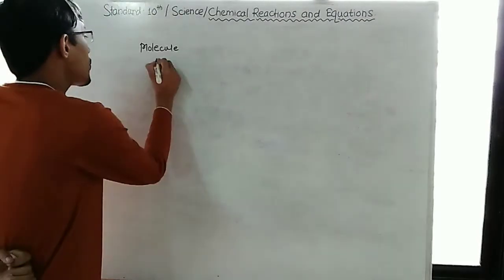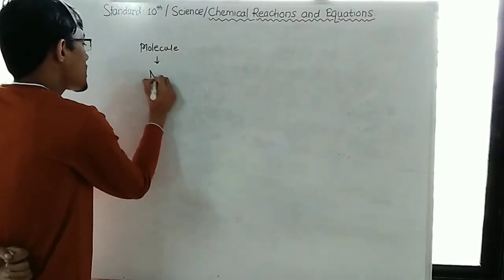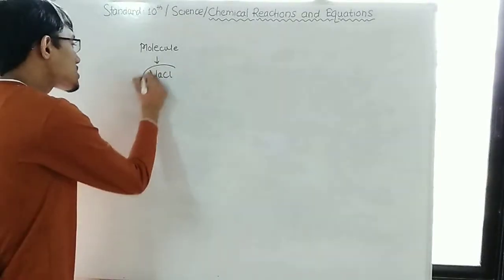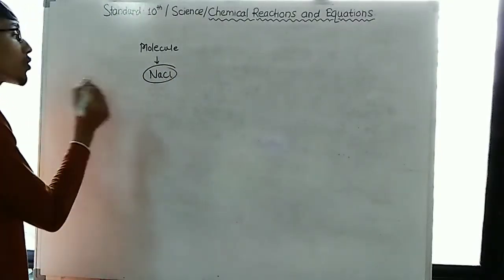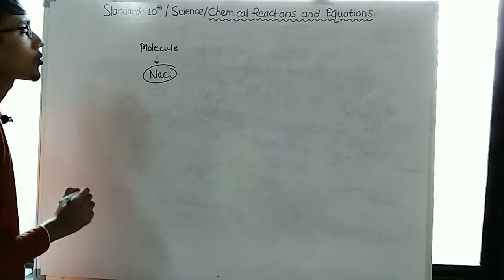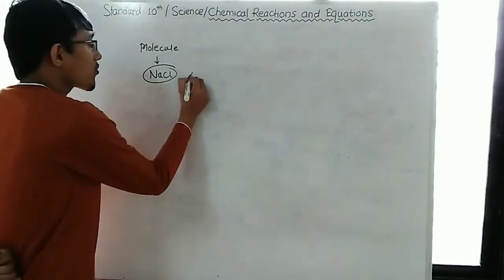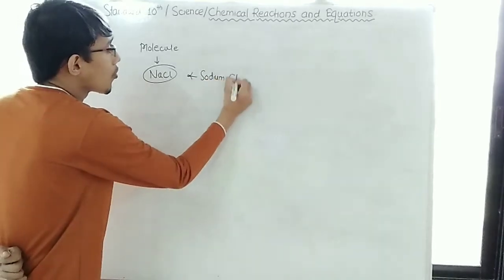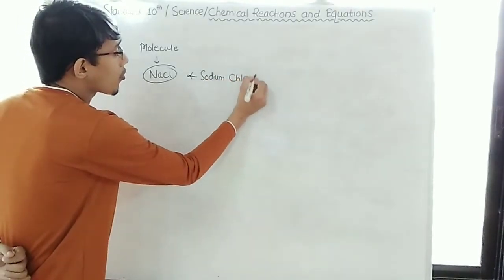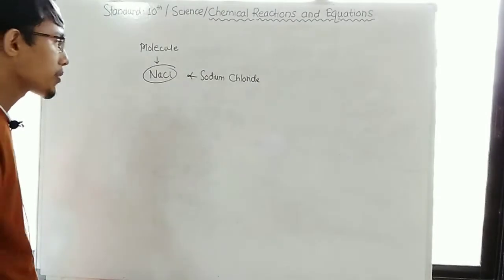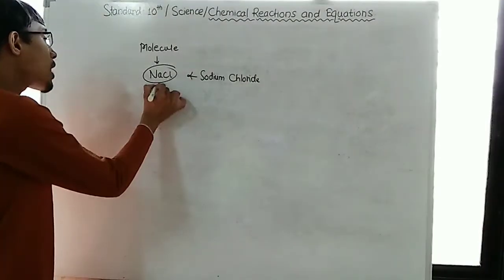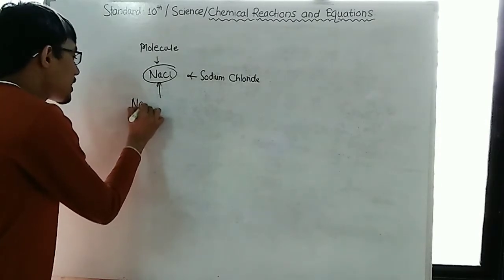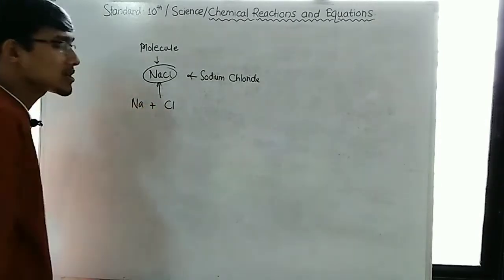Consider the compound NaCl, sodium chloride. This NaCl is the molecular formula of sodium chloride. Now how is this sodium chloride formed? It is formed by the combination of sodium, that is Na, and chlorine, that is Cl.